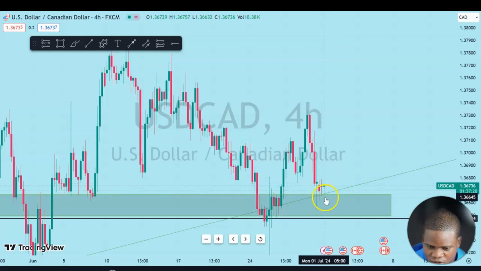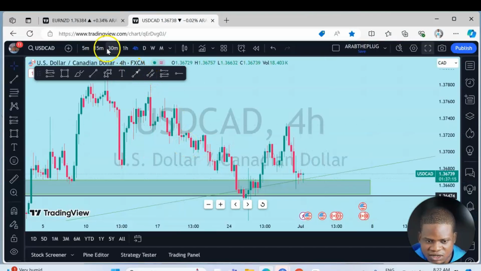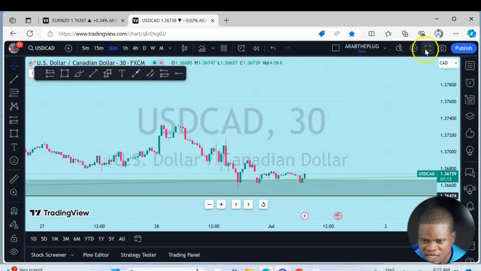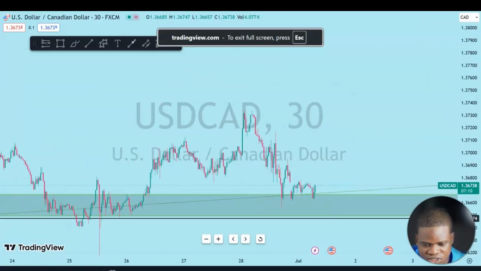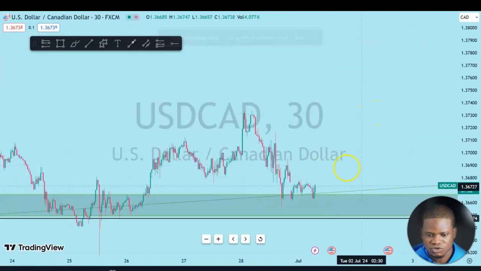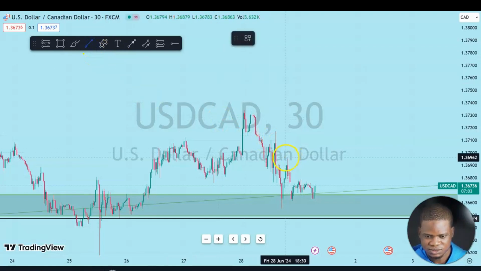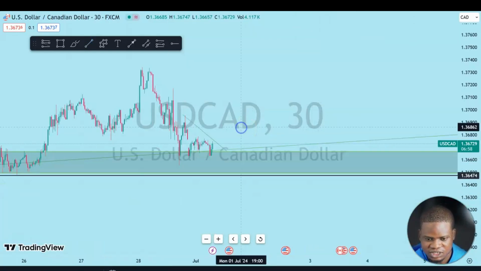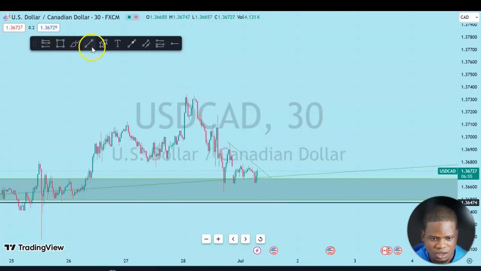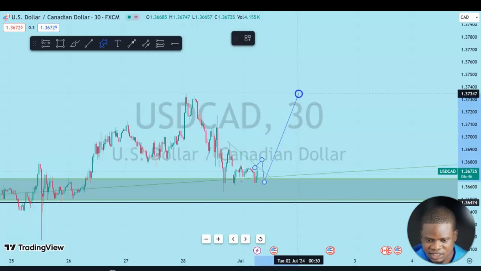So now what I do is just scale to the lower time frame, maybe probably the 30-minute time frame, and look for entry opportunities at this point. All I have to do on this lower time frame is draw a counter trend line and put it here. Once the market breaks out of this counter trend line, probably does a reversal, a pullback into this area, then I take a long trade and I target this particular high.